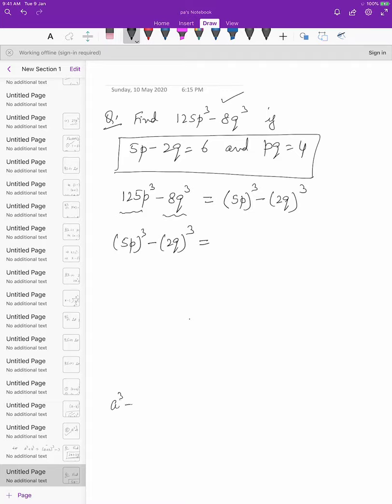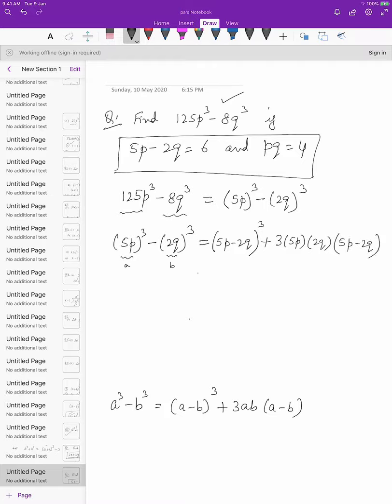A cube minus b cube, for calculation purposes I use the identity a minus b whole cube plus 3ab into a minus b. Now using this identity, what do I get here? A minus b. What is my a here? 5p, and b is 2q. So I will write 5p minus 2q whole cube plus 3ab. So 3 into 5p into 2q into a minus b, that is 5p minus 2q.